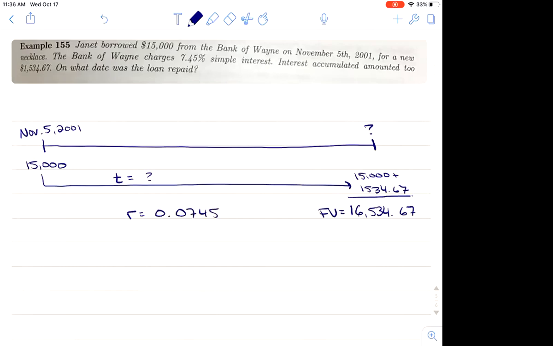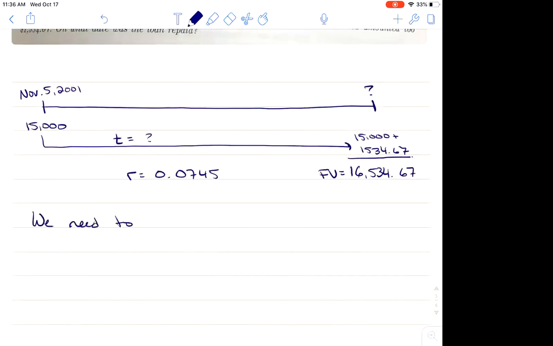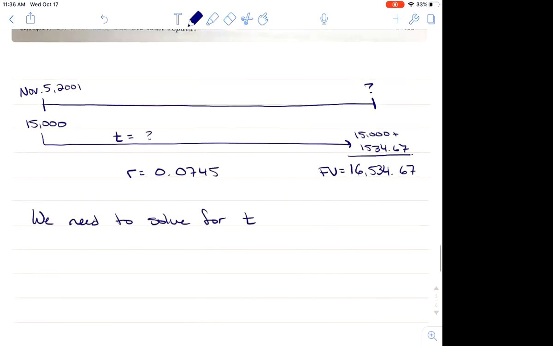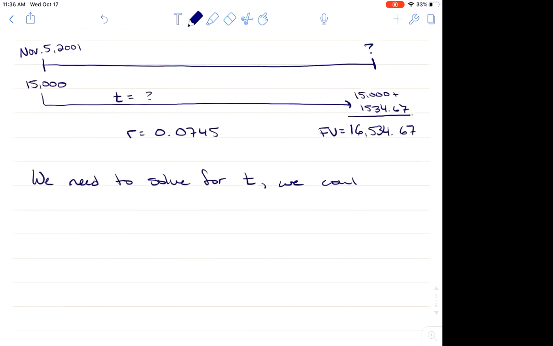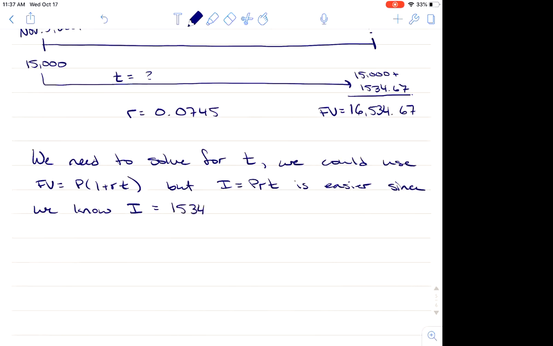We can use either of the formulas, right? But again, let's just use the easier formula, I equals PRT, because we know we have to solve for T. We could use the future value, P times 1 plus RT, but I equals PRT is easier since we know I, the amount of interest that is accumulated, is $1,534.67.